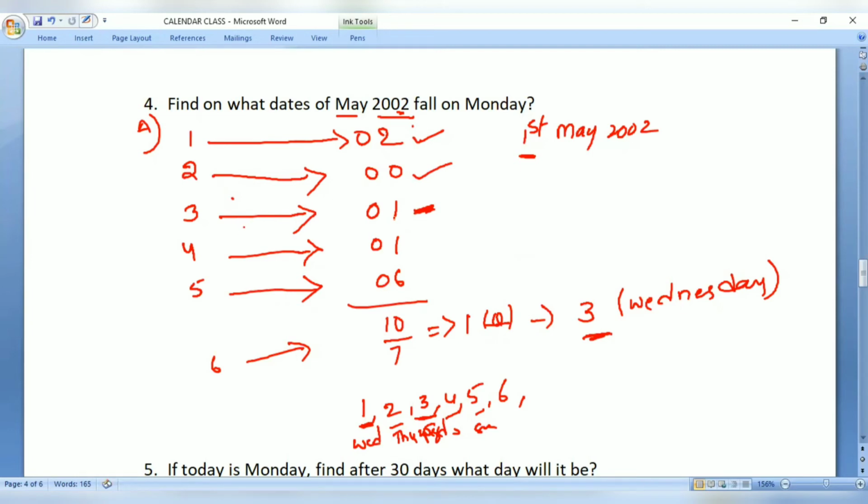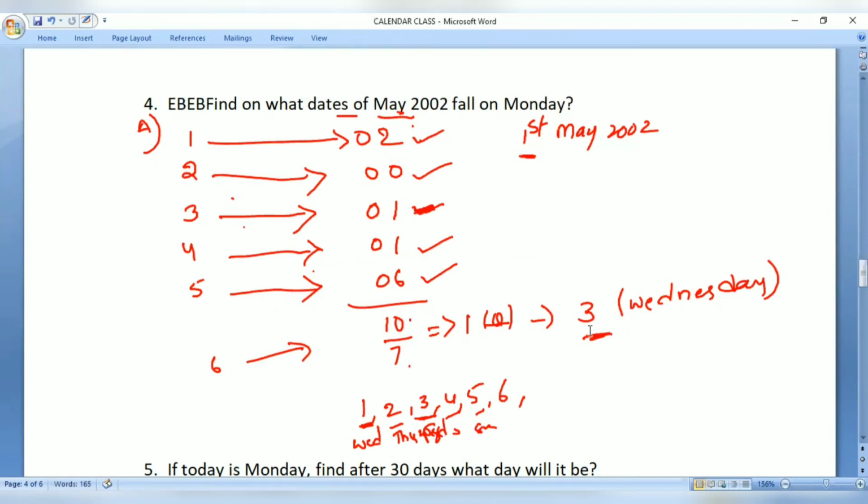Step number 3, the date, note down the date, that is 01. Step number 4, code for the month of May. Step number 5, code for the year, then divide the summation by 7. The remainder is 3, which is a Wednesday. Okay, guys. Then if the 1st of May falls on Wednesday, 2nd, 3rd, 4th, 5th, 6th we have taken. So that means the 6th is on Monday.